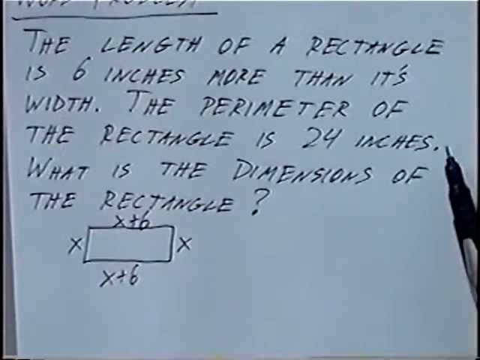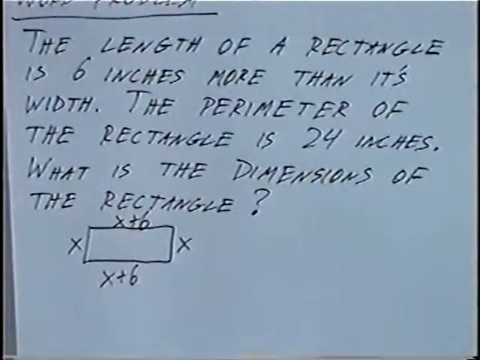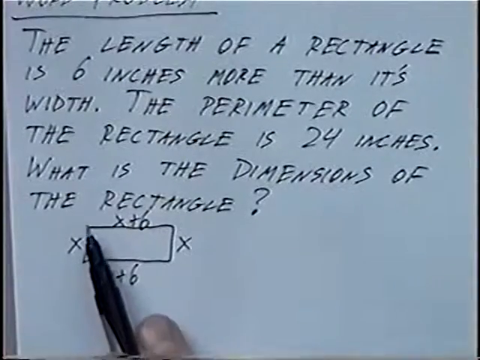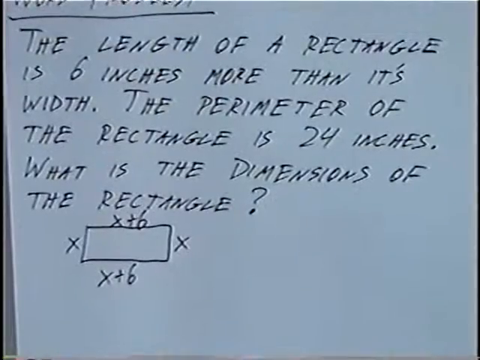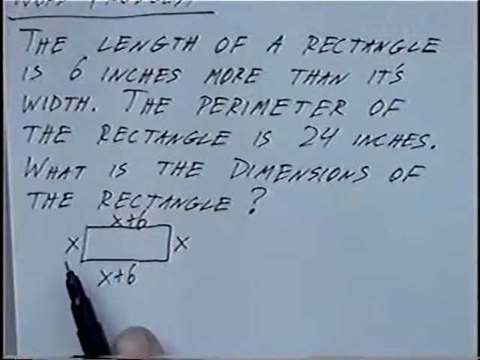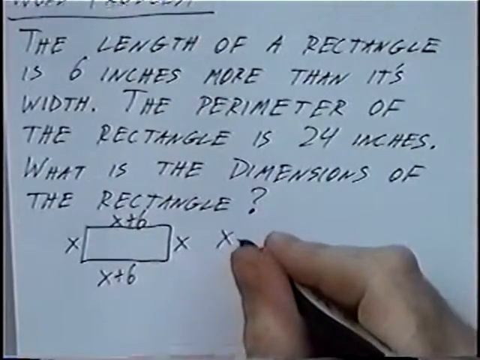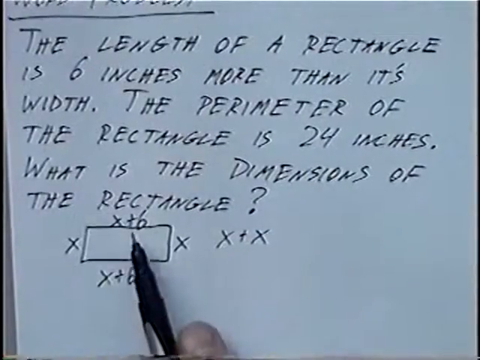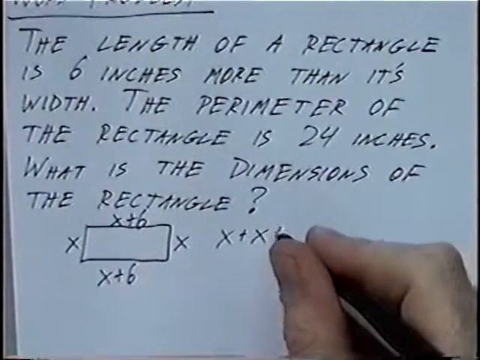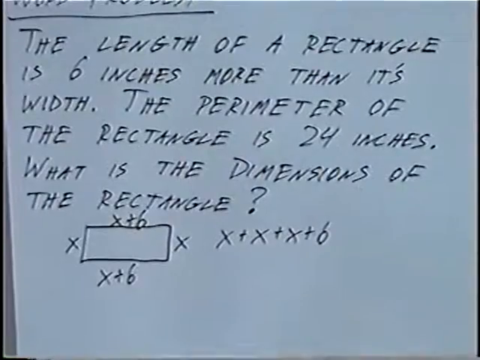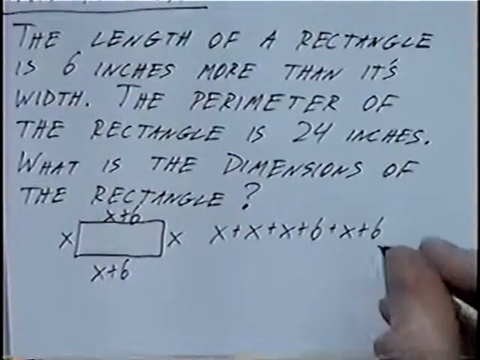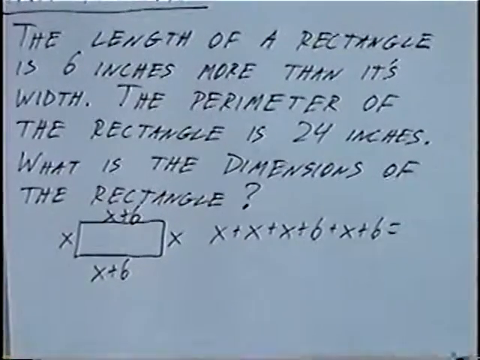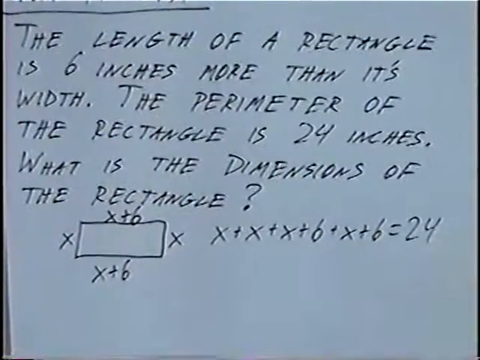The next sentence says the perimeter of the rectangle is 24 inches. The perimeter is the distance around, or the sum of all four sides of a rectangle. So if we add up all four sides, we have two x's, x plus x, and we also have x plus 6 and x plus 6. So we'll add x plus 6 and plus another x plus 6. That equals the perimeter, which in the problem is equal to 24.